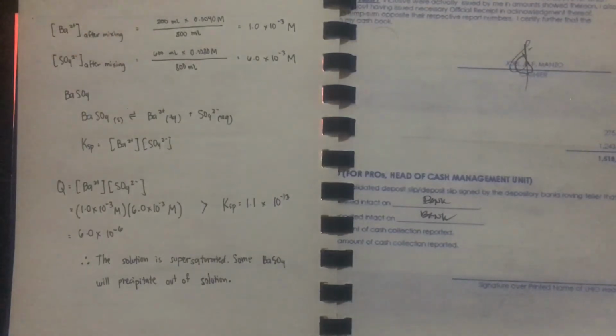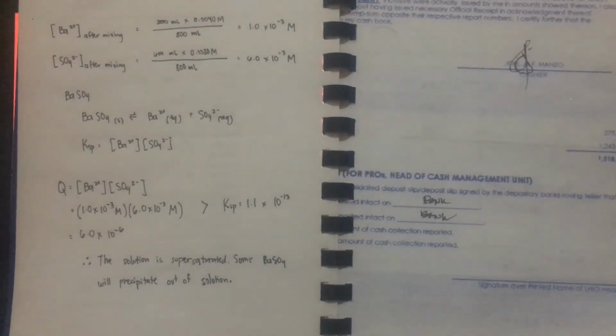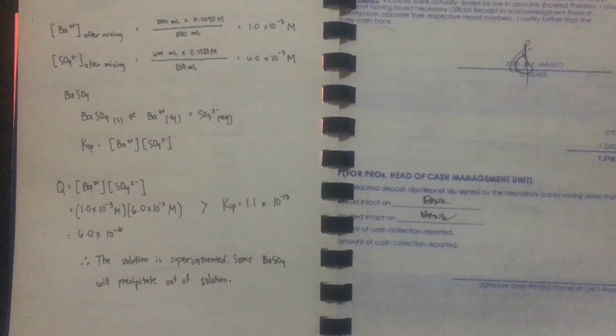So plugging in the concentration of barium and sulfate, here we have 6.0 times 10 to the negative 6. The KSP is given in the problem, which is 1.1 times 10 to the negative 13. Comparing this, we have Q bigger than KSP in terms of the value. So therefore, the solution is supersaturated. Again, if we have a supersaturated solution, that means that some of the barium sulfate will precipitate out of the solution. So therefore, we have precipitates.